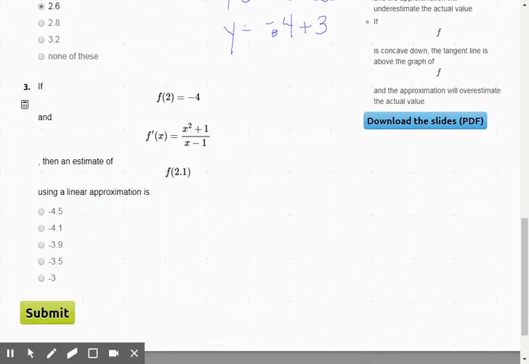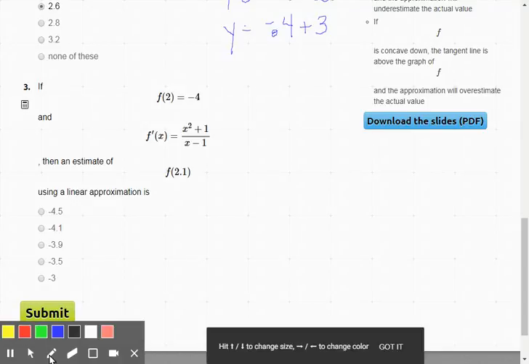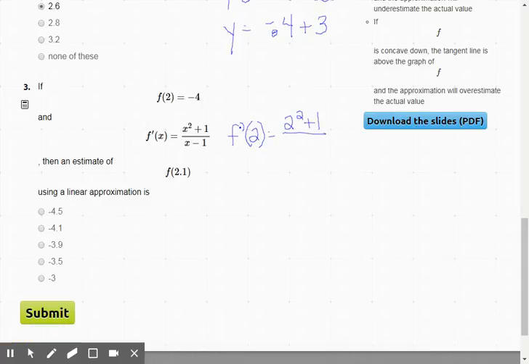Okay, let's look at the last problem. Same thing. They just don't give us the derivative at a point. They give us the equation for the derivative, but we know that if we have the equation for the derivative, we can find the slope of the tangent line. So f prime of 2 is 2 squared plus 1 over 2 minus 1. 2 squared plus 1 is 5. 2 minus 1 is 1. So f prime of 2 equals 5.